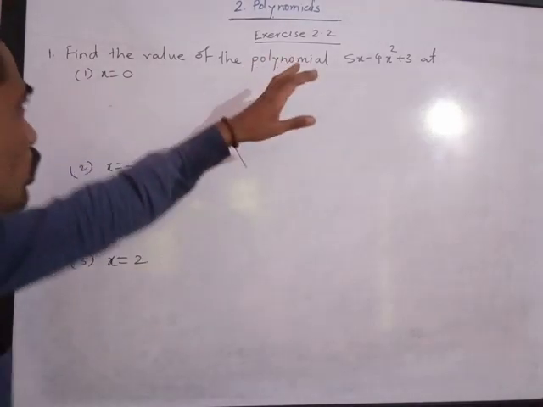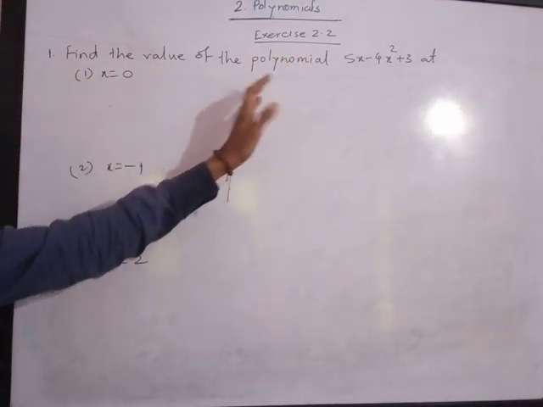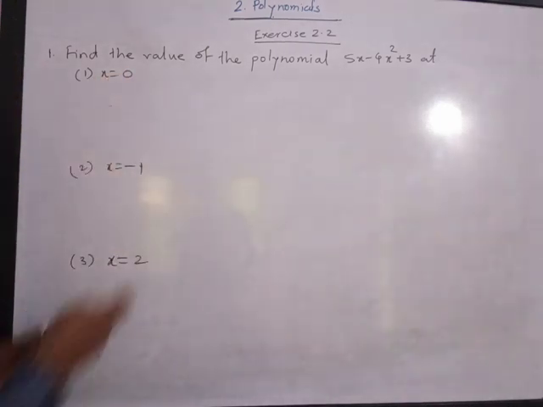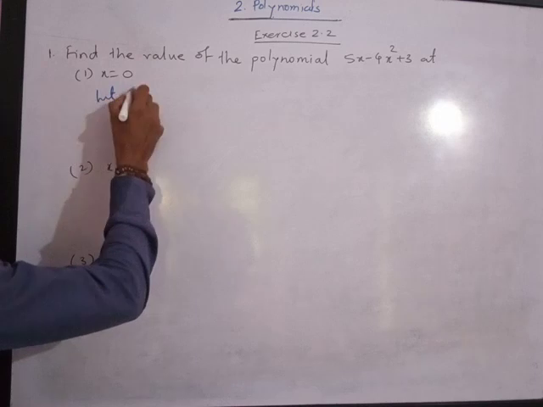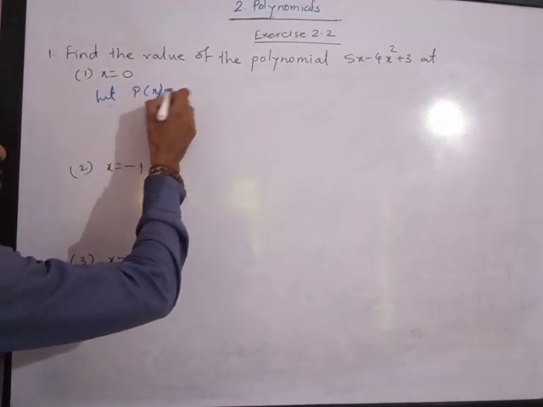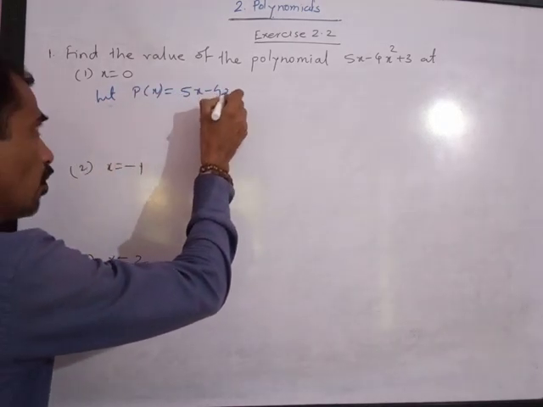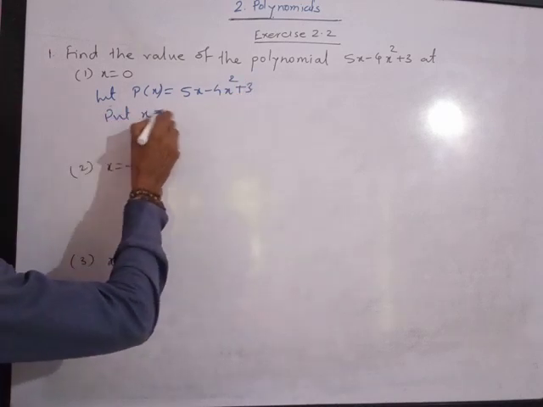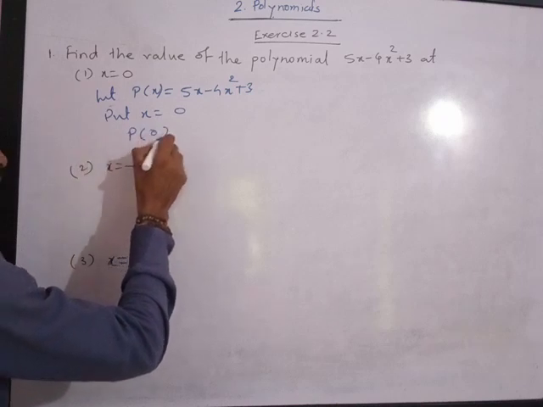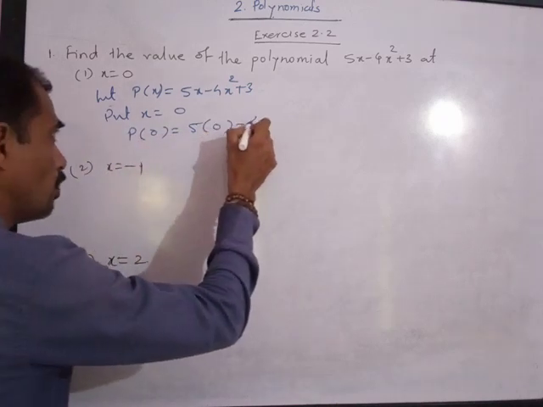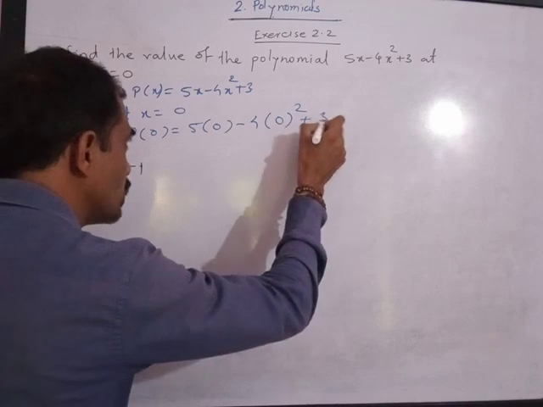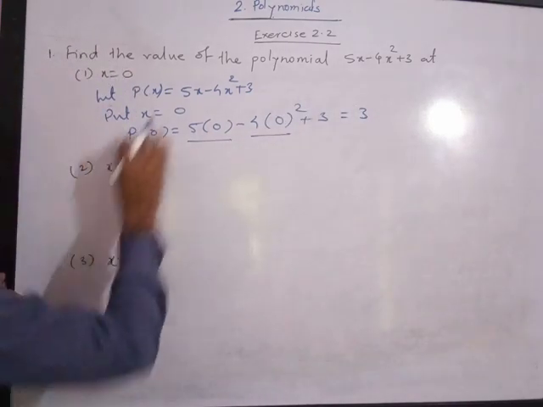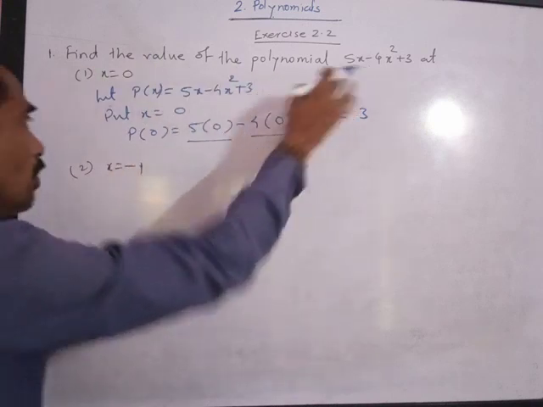In exercise 2.2, first question is find the value of polynomial 5x minus 4x square plus 3 at x equal to 0. So let the given polynomial be equal to p of x. So p of x is equal to 5x minus 4x square plus 3. Now in this put x is equal to 0. If you put x is equal to 0, we will get p of 0 is equal to 5 multiplied by 0 minus 4 multiplied by 0 square plus 3. These all terms will become 0. Answer is 3.